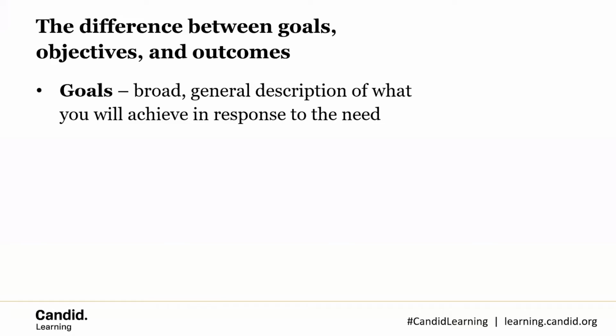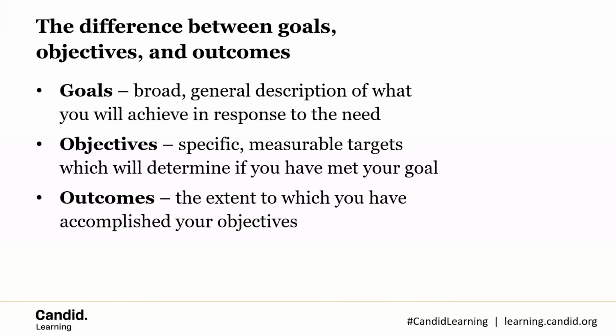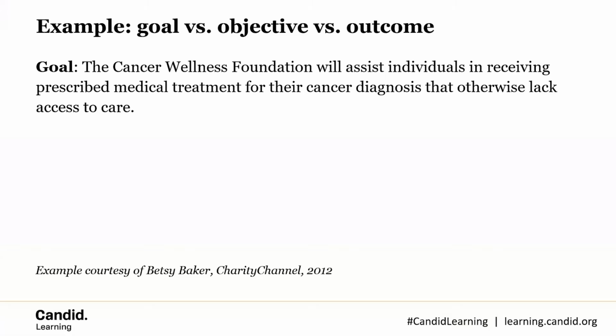So this is what we're saying. Goals, broad general description. Objectives, these are the SMART ones that you can measure. Outcomes, that's the extent to which you've accomplished your objectives. And again, like I said, you'll see it a little bit better. So here's an example: goal versus objective versus outcome. So goals, remember, these are the broad statements of what you'll do, right?